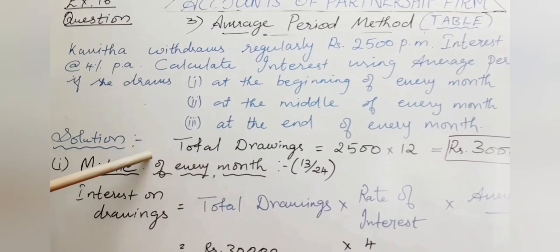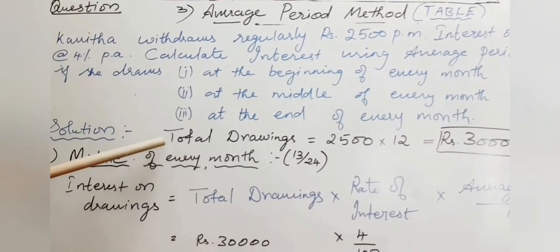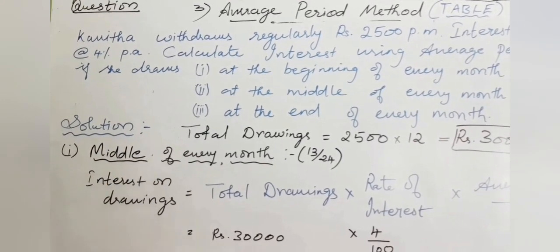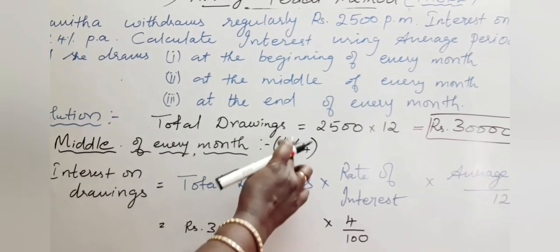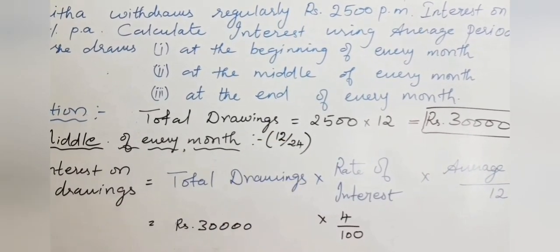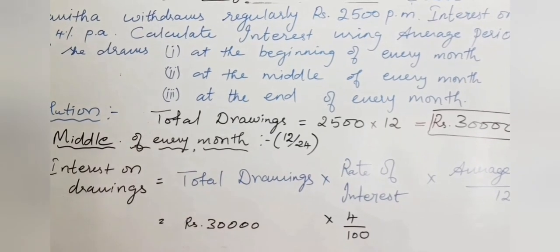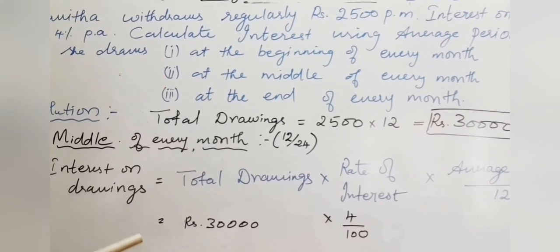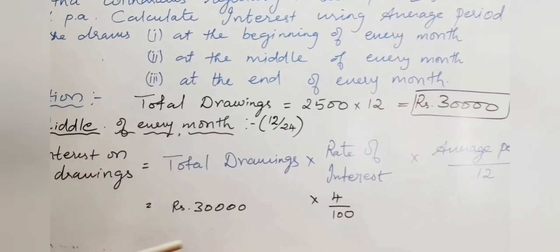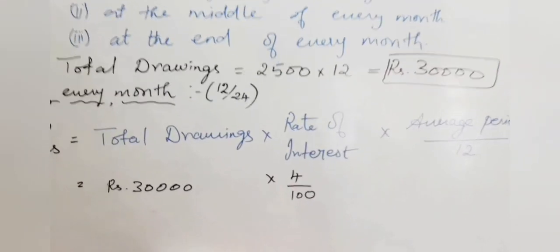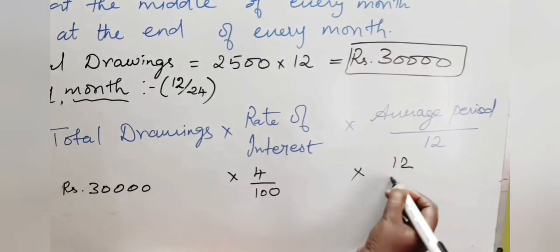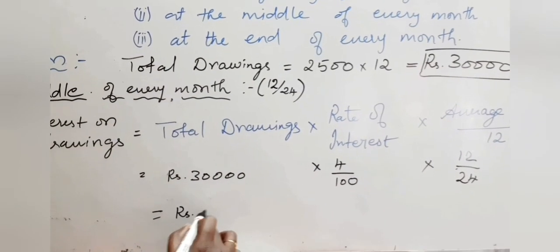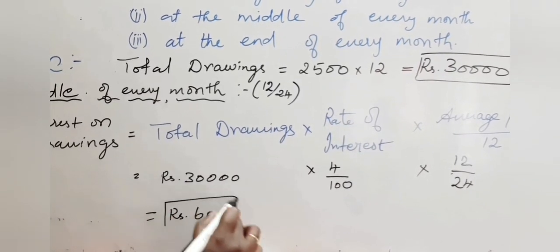Next students, we want to calculate interest on drawing at the middle of every month. So once again you have to write total drawings. Total drawings amount is same, rupees 30,000. You want to write middle of every month. If it is middle of every month, what will be the average period you want to substitute? That will be 12 by 24. Interest on drawing formula is total drawings into rate into average period. So I have written 30,000 into 4 by 100 into 12 by 24. You want to substitute the amount here. When you simplify, you get an amount of rupees 600.